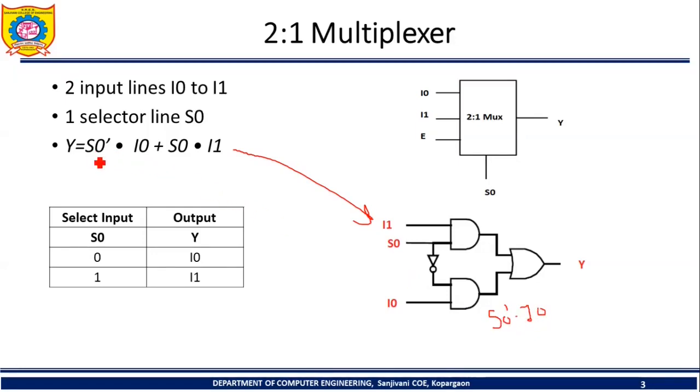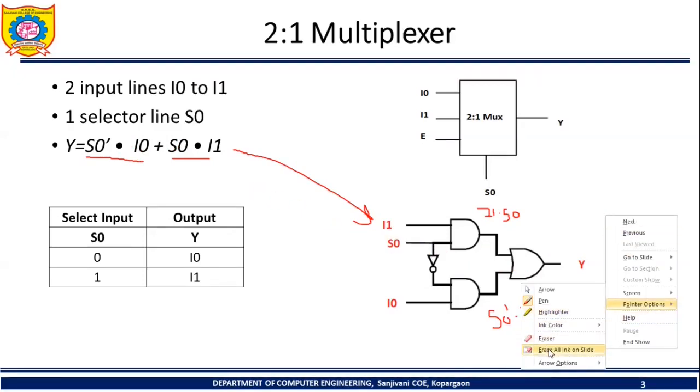Do we want that term? Yes, S0 prime into I0. Then what will be the output of this other AND gate? Here one input is I1, and the other input to this AND gate is S0, so I1 dot S0. Do we want this term? Yes, I1 into S0. After that, we want an OR operation between these two terms, so you can see this OR gate. In this way we can draw this logic diagram from the logical expression only.